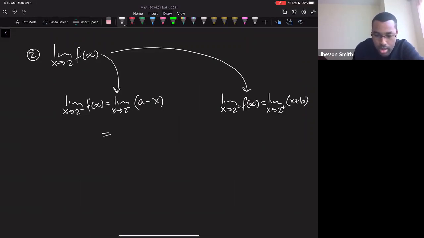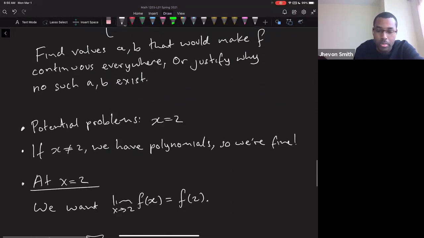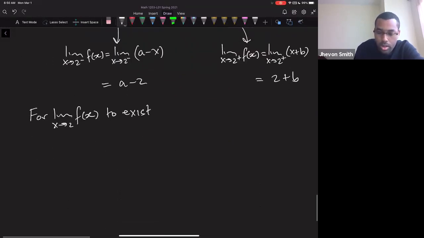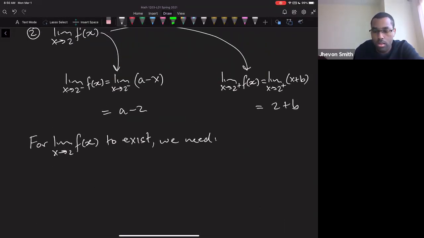So this one is going to be a minus 2. And this one is going to be 2 plus b, right? And for the limit to exist, which we want it to exist, remember, the goal is to force this thing to be continuous, we need, what do you need? Wouldn't we need them to both be the same outcome? Right, you need them to equal each other, you need them both to be the same, right? Yeah.